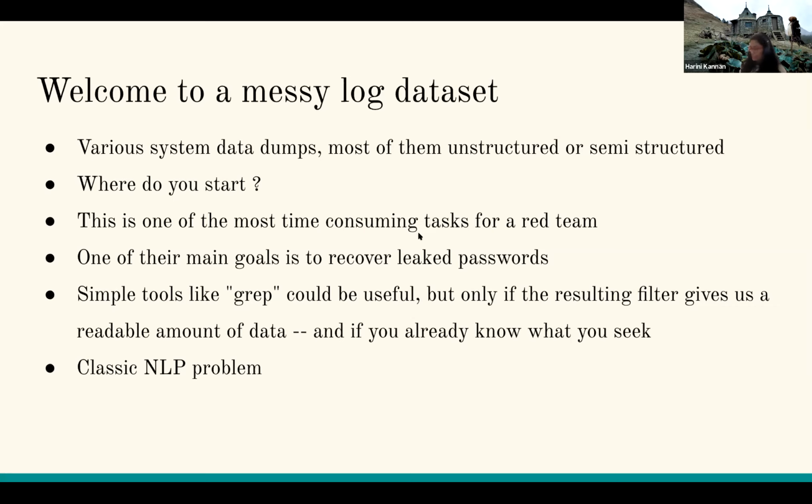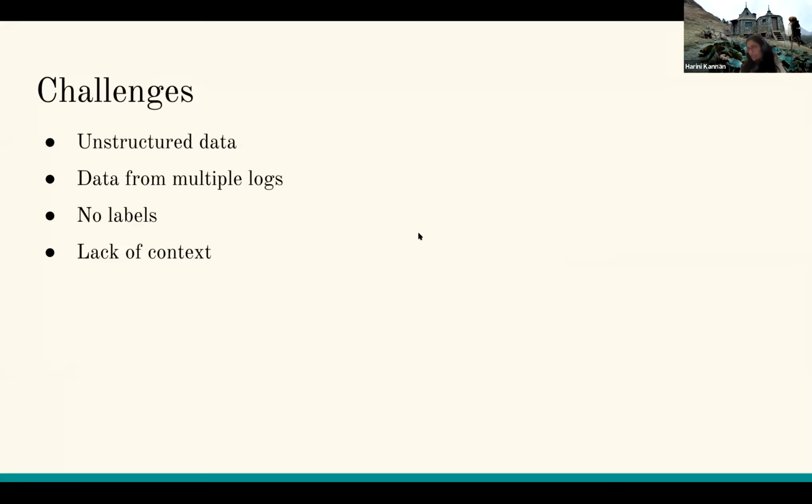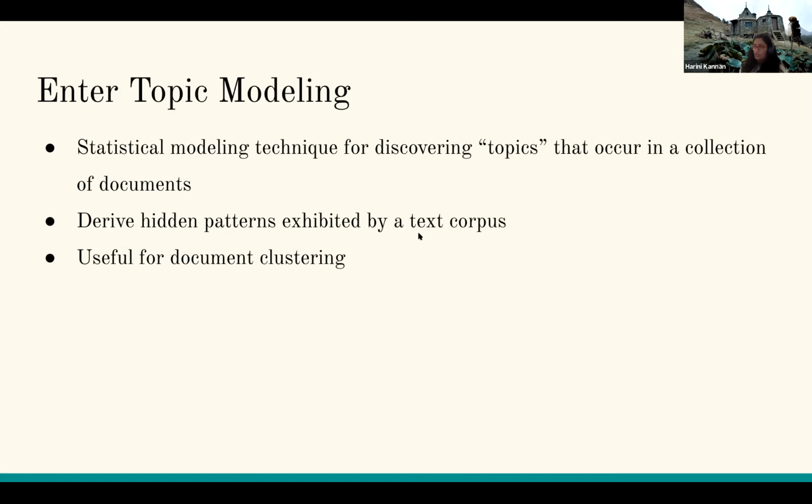So it's a classic NLP problem where we have unstructured data. We have data from multiple sources. We don't know where to start. There's obviously no labels, and a lot of the time there's no context. A red team suddenly jumps in, and then you get hold of this data. There's not a lot of context, or you have to spend time to learn that, right? So this project is the one that introduced me to topic modeling.